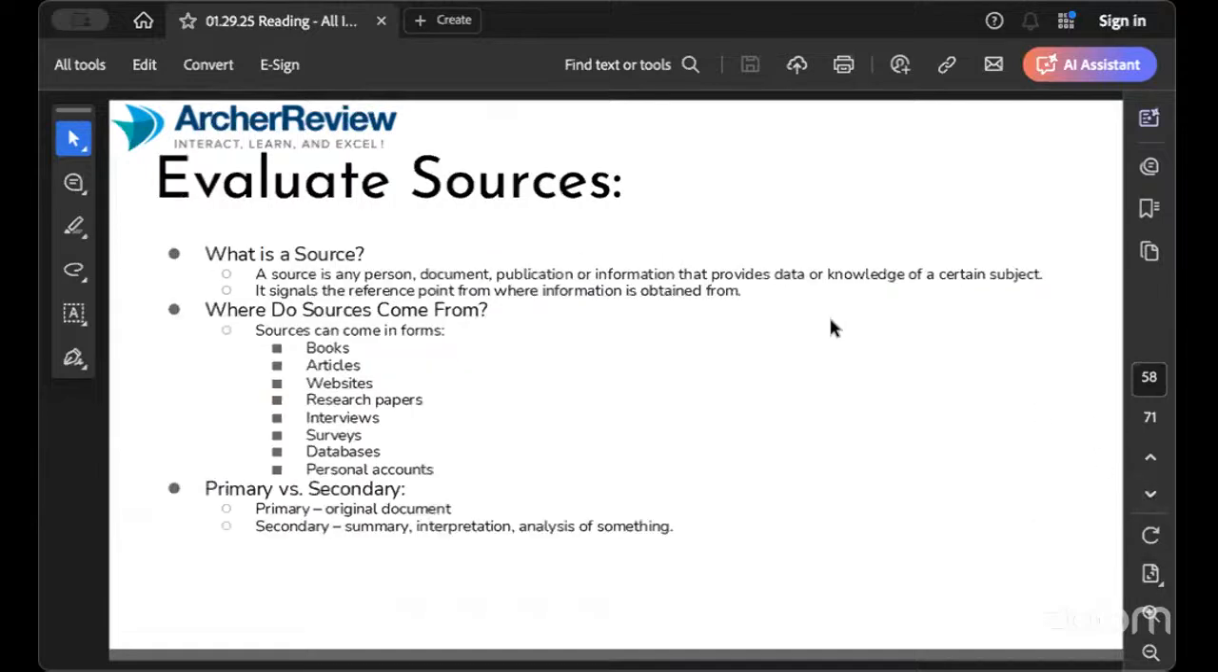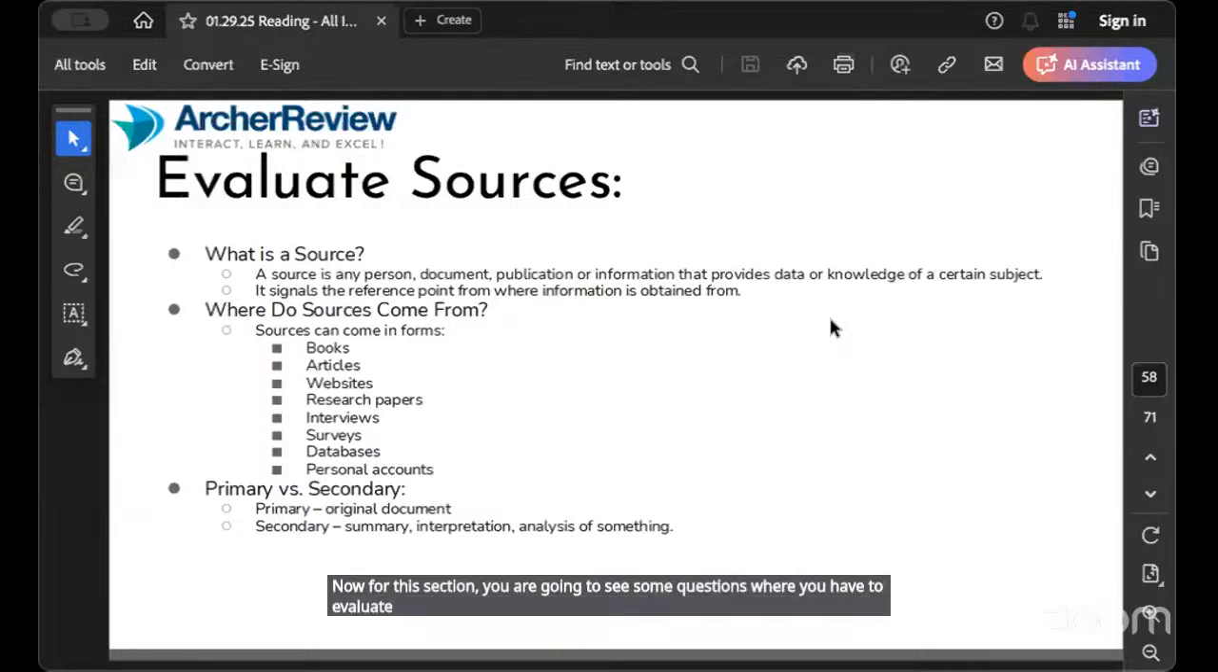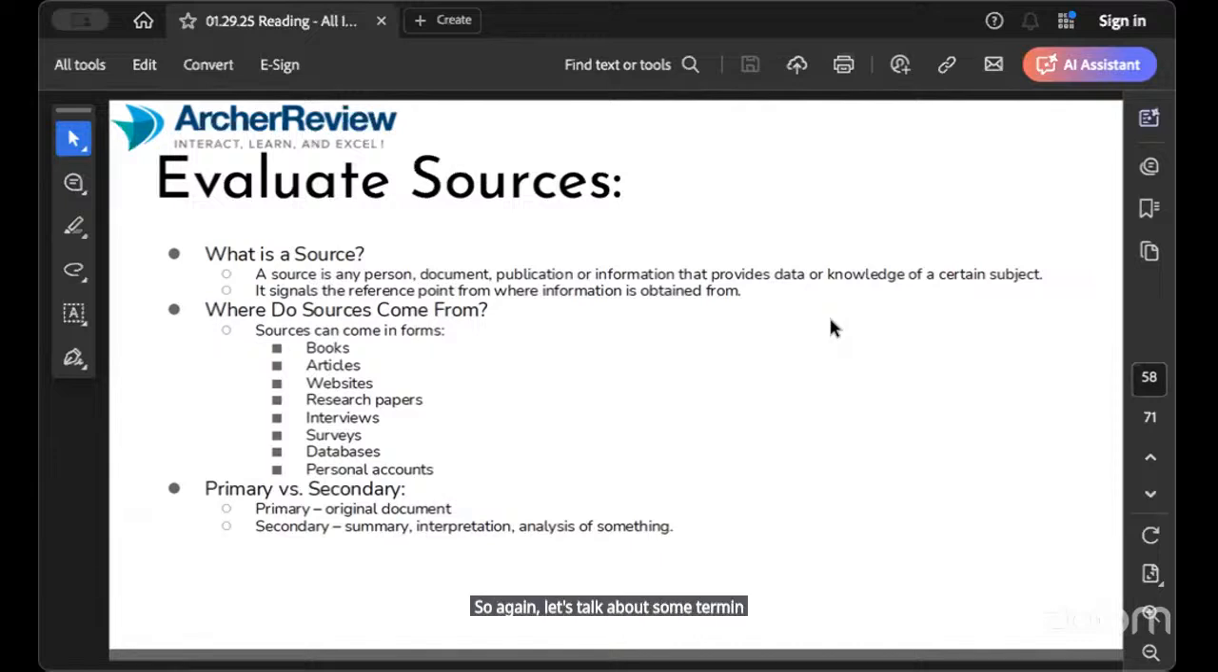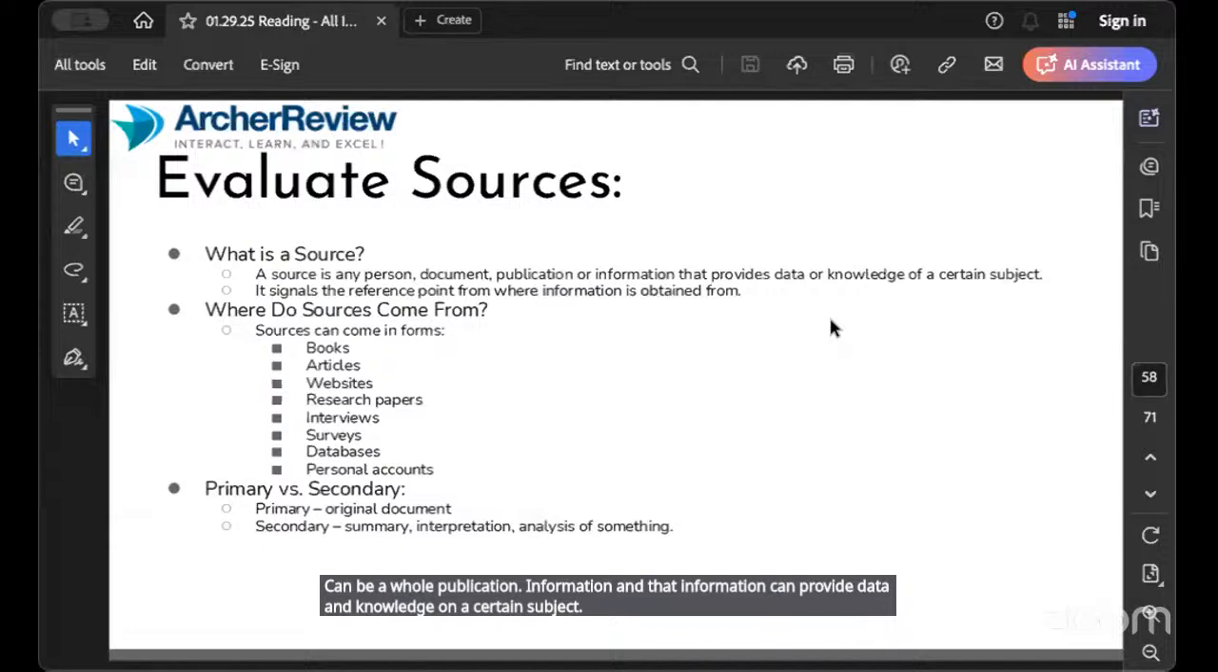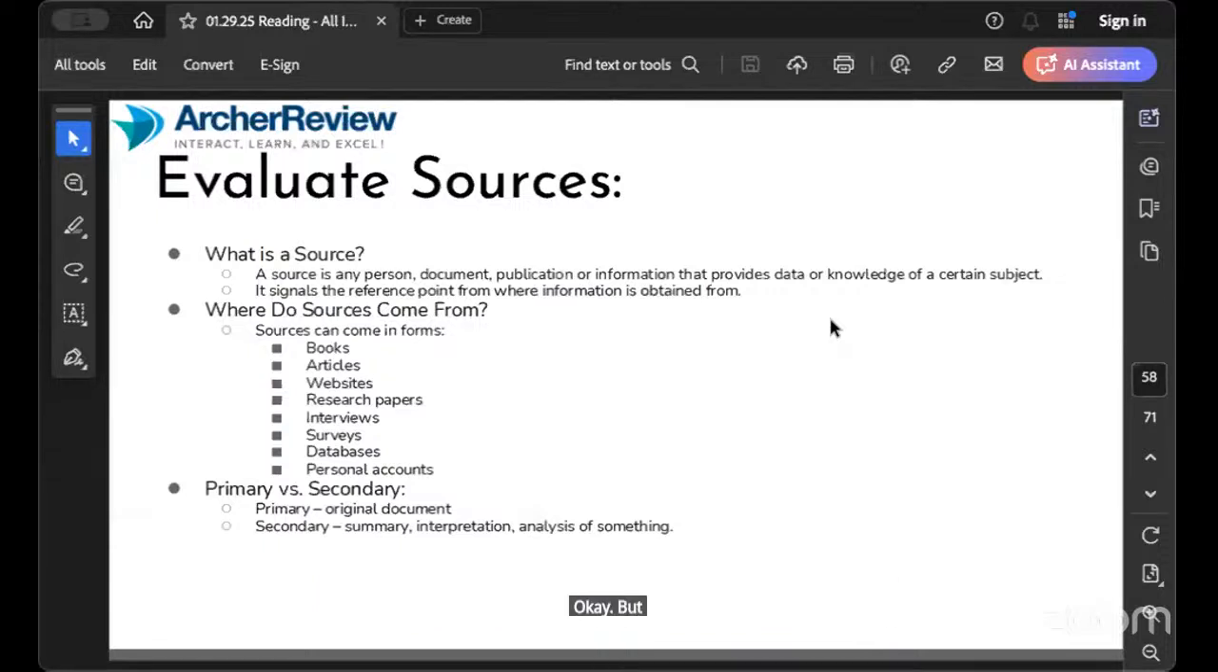Now, for this section, you are going to see some questions where you have to evaluate the type of source or sources that the author might use for different reasons. So, again, let's talk about some terminology. What is a source? Well, a source can be a person. It can be a document, it can be a whole publication, information, and that information can provide data and knowledge on a certain subject. Okay? But a source is going to illustrate where the information came from.